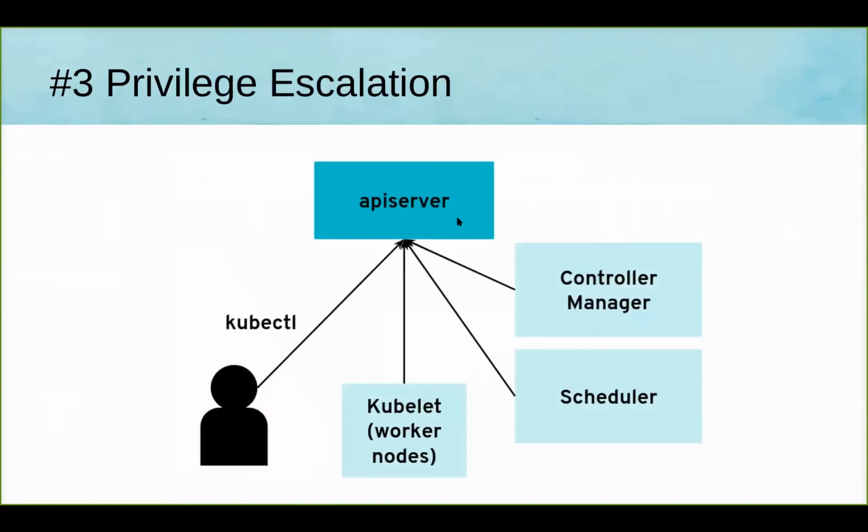Another issue I will present is a different scenario. Here we have the API server, and there are many different clients connecting to it. Some are users directly with kubectl, some are the worker nodes via the kubelet, and some are different components on the control plane. Each of those clients will have different rights, and the API server will grant or deny access to different resources.